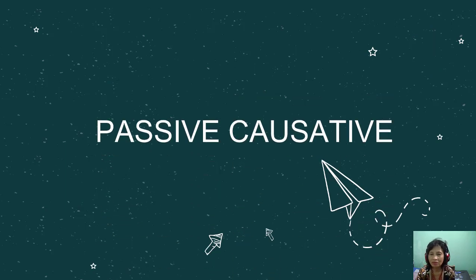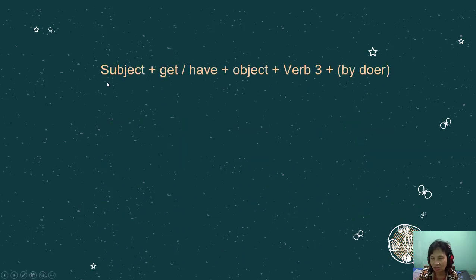Okay, so now we come to passive causative. Passive causative has this structure: subject, get or have, plus object, verb to be or past participle, and then by doer. I put the doer in brackets here because this is optional. You can use it or not. It depends on the subjects later. From the active causative, not all the verbs make, have, let, and get are used in passive causative. People commonly use get and have in passive causative.